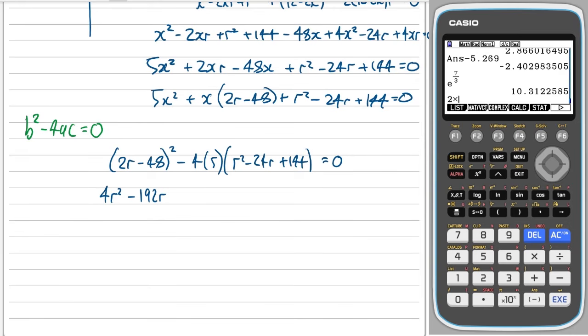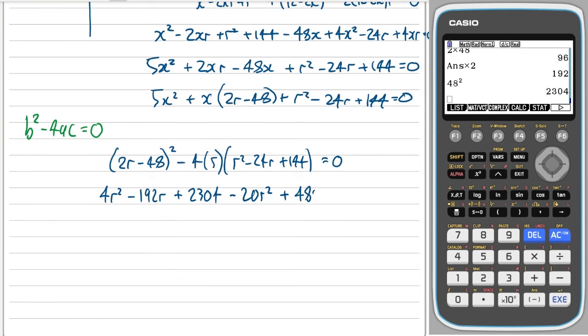I don't want to make a mistake now. 2 times 48 doubled, yes, very good, should have backed myself on that one. 48 squared though is plus 2304. And then we have 20r squared, so minus 20r squared. We have positive 20 times 24 is 480. And then finally 144 multiplied by negative 20 is going to give me minus 2880.